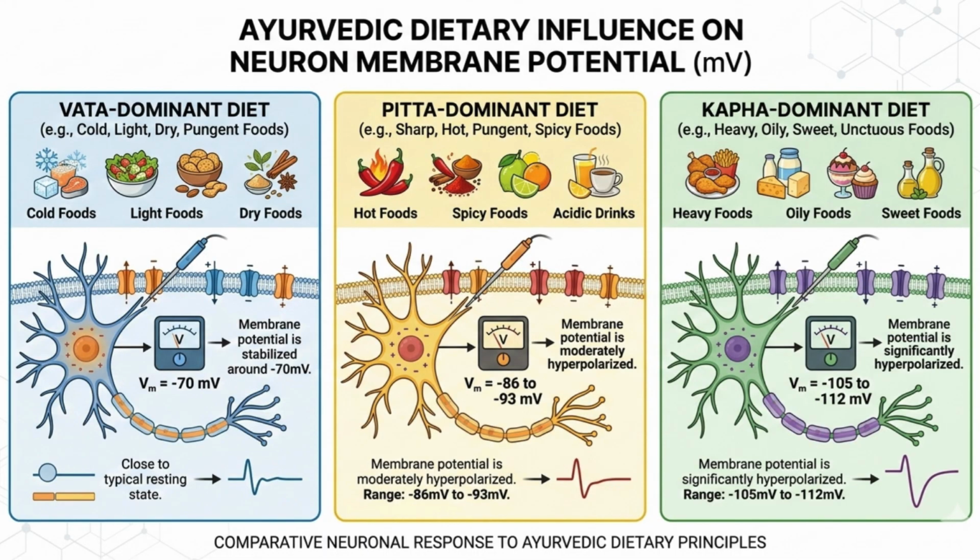The results were remarkable. Vata diets produced membrane potentials around -70 millivolts. Pitta diets ranged between -86 and -93 millivolts. Kapha diets produced highly hyperpolarized states between -105 and -112 millivolts. These findings demonstrated something profound. Diet alone can alter the electrical behavior of cells. Since the brain is an electrical network of neurons, shifts in cellular excitability may influence behavior and emotional responses.